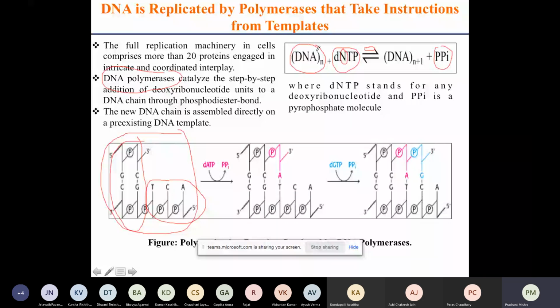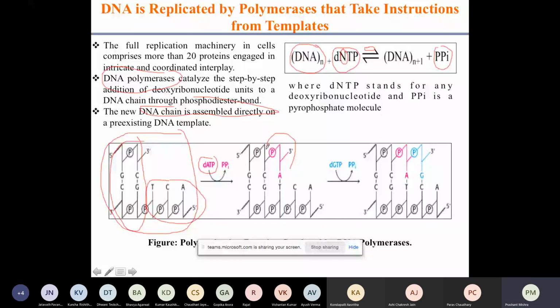Giving the chemical synthesis, how this happens. So DNA chain is assembled directly on a pre-existing DNA template. So this is the pre-existing DNA template. The first part on the left-hand side is the pre-existing DNA. Now what is happening? You have DNA polymerase in the cell, and you have deoxyadenosine triphosphate. And whenever it comes, what will happen? One residue, one adenosine is added over here. And that is the way the reaction goes on.